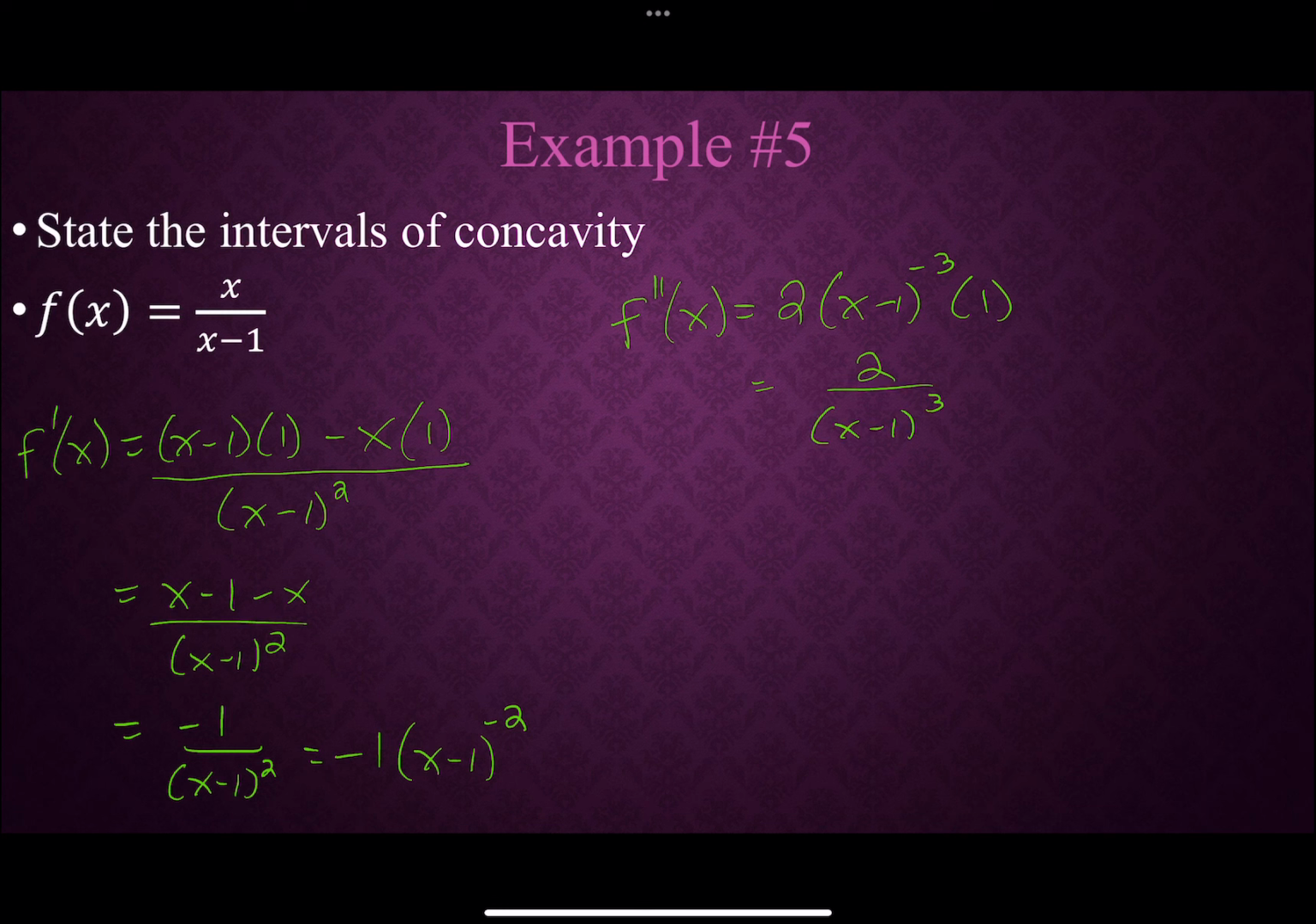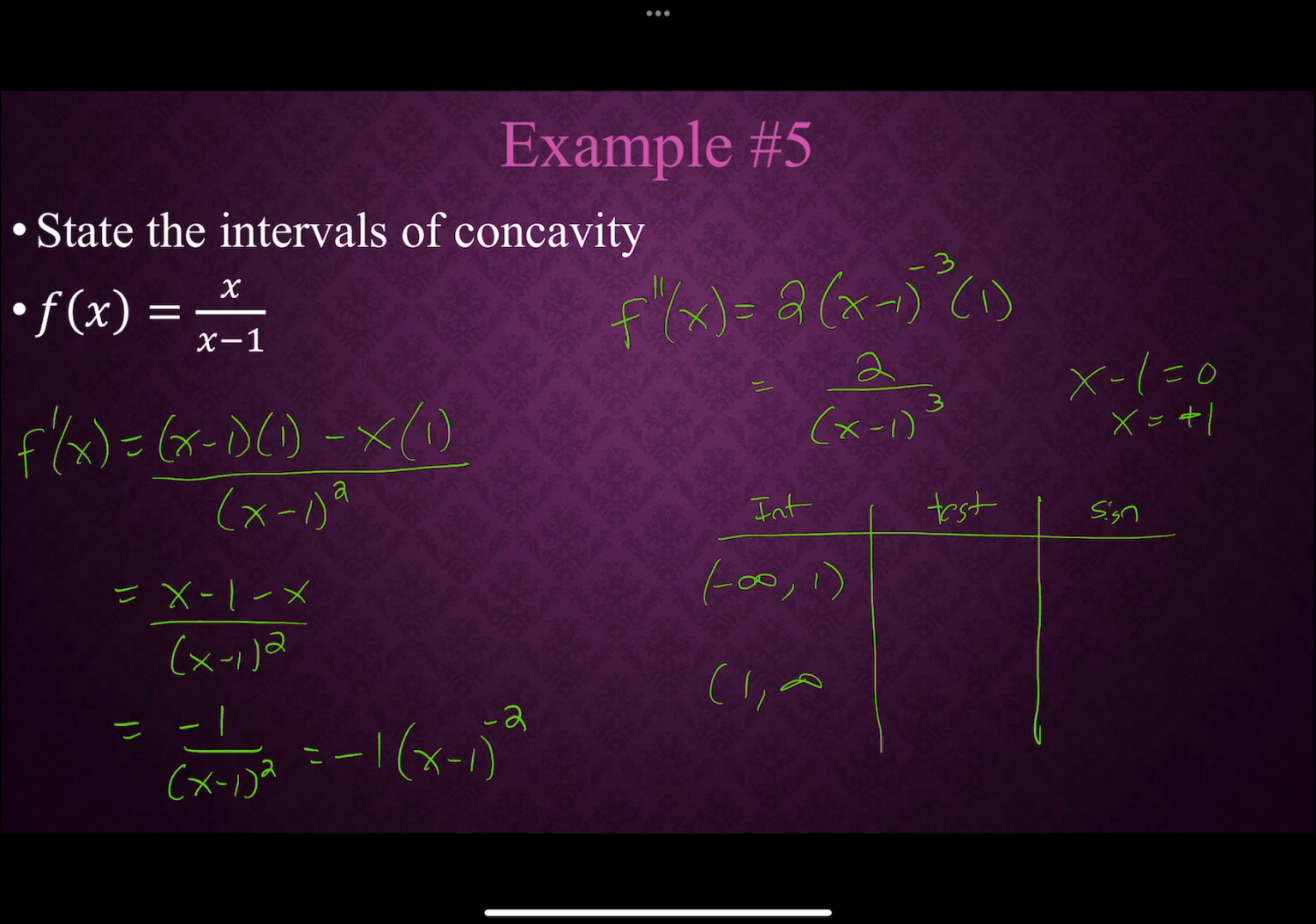So there's no location where the numerator is equal to 0, so there's no actual physical point of inflection, but there could be a change based off the x minus 1 part. So there could be a change in concavity occurring at positive 1. So we have to check out what's happening there at positive 1. So we set up our table. So we're going to go from negative infinity to positive 1 and 1 to infinity.